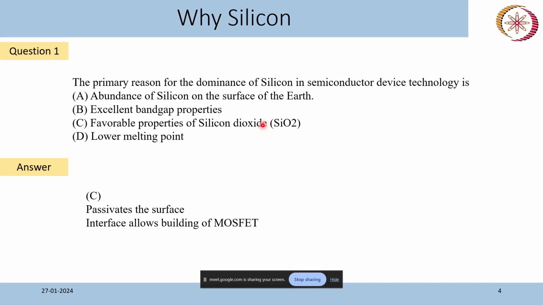So that is the second option. And the fourth option is lower melting point. So it is not correct. Silicon has a melting point around 1400 degree centigrade. So the most appropriate answer is this, C. Okay.